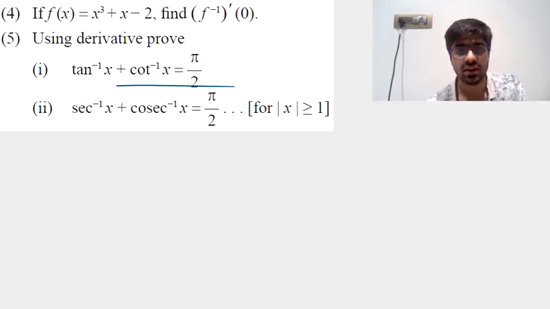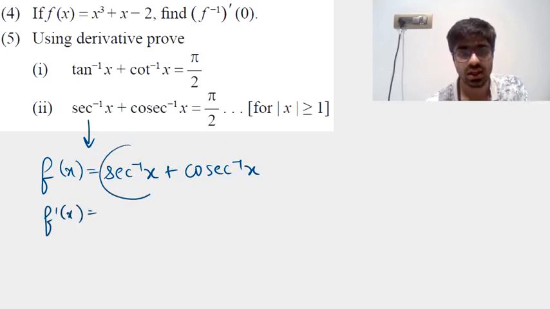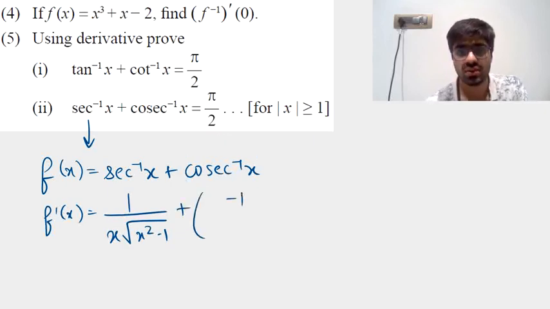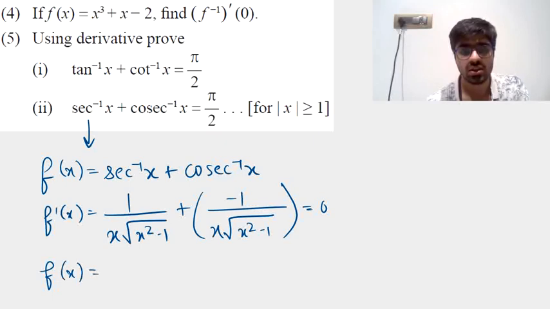In a similar way, try to prove this thing as well. Take f of x as sec inverse x plus cosec inverse x. Take a derivative, so you have f dash x as derivative of sec inverse x, which is 1 upon x root x square minus 1, plus the derivative of cosec inverse x, that's minus 1 upon x into root over x square minus 1. Add them up and you get 0. So f dash x is 0, so f of x is going to be a constant function.